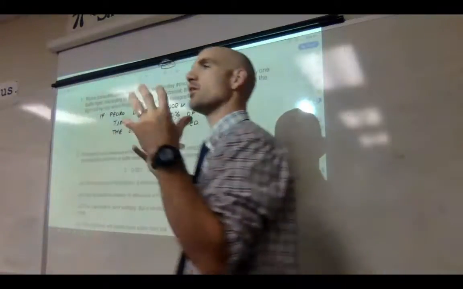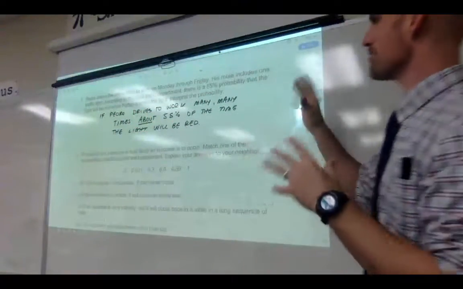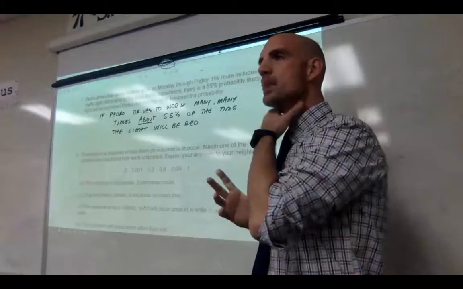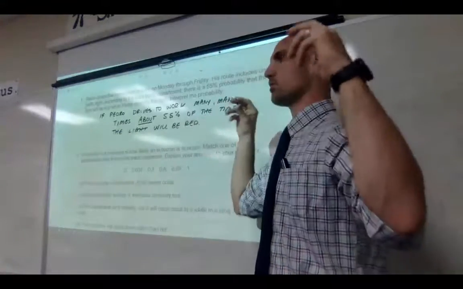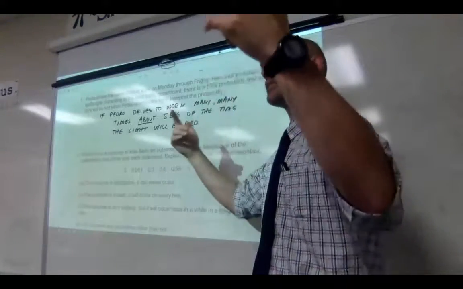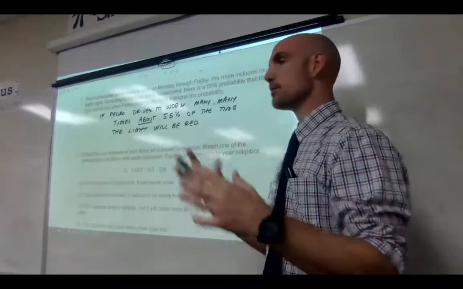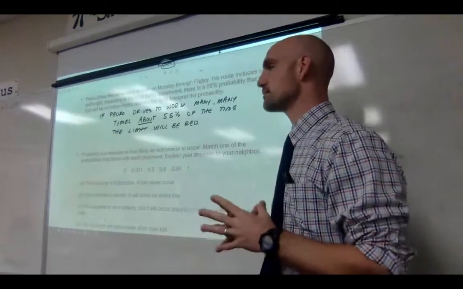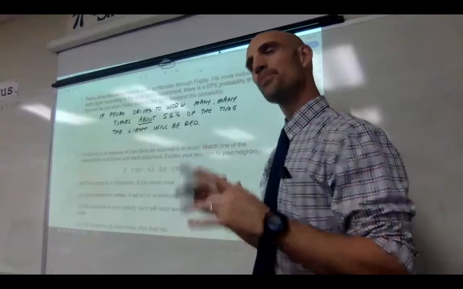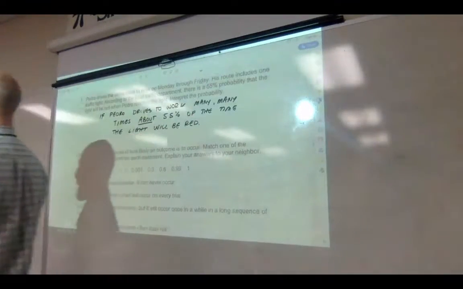If this happens, so 55% probability that the light will be red. That is not empirical. That is the theoretical. So in theory, it's 55%. So if he approaches 100 times, is it going to be red 55 of the times? No. Does that change?